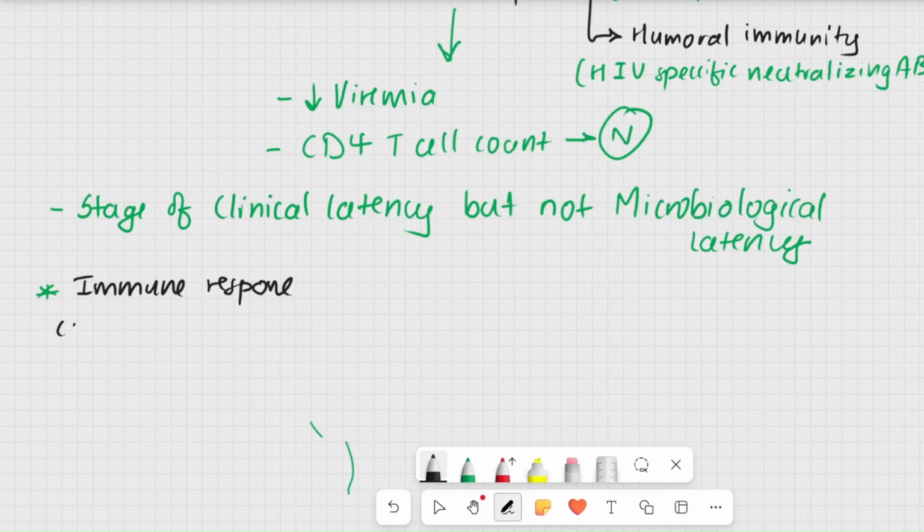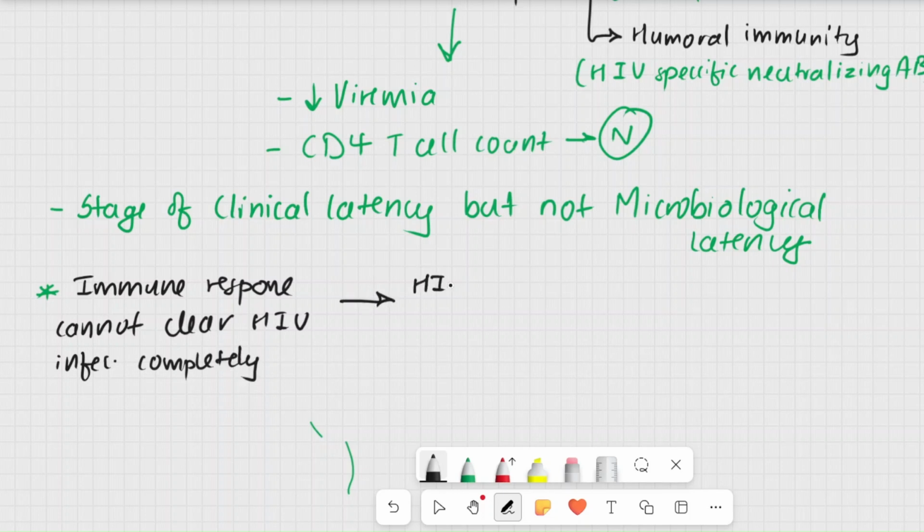Okay, it cannot clear the HIV infection completely. It is not able to clear the HIV infection completely, and therefore your HIV is going to persist. HIV persists in the lymph node. The HIV virus is persisting inside the lymph node and it continues to replicate.